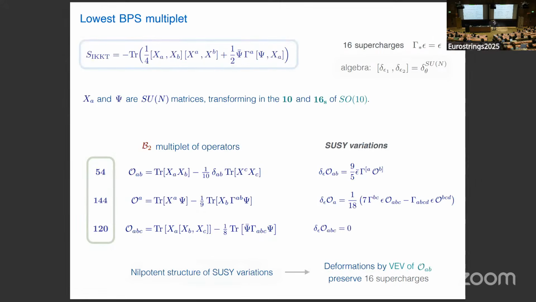Finally, you can also compute the supersymmetry variation of this multiplet of BPS operators. This is what you'll find. There is some kind of important structure: if you apply two supersymmetry transformations, you find 0. This is due to the fact that since you don't have any translation in 0 dimensions, this nilpotent structure emerges. You can also see from here that if you, for instance, turn on a VEV for this first operator, the one in the 54, theta AB, you don't break any supersymmetry because it never appears on the right-hand side of the supersymmetry variations.